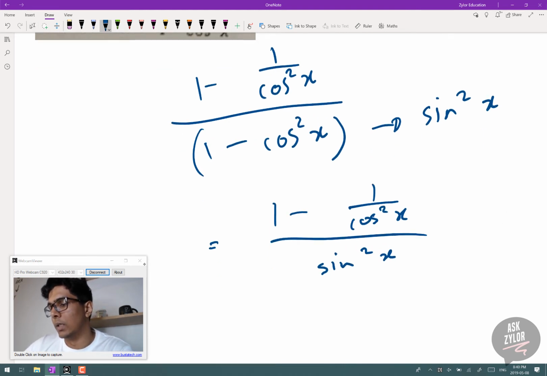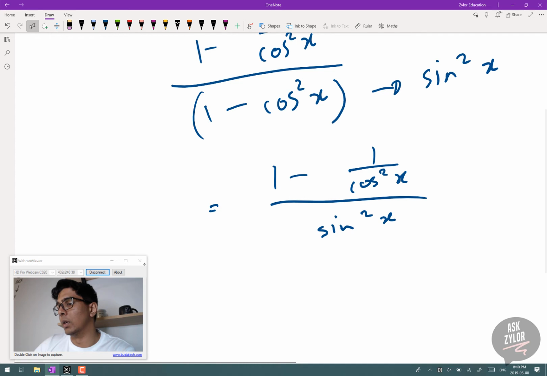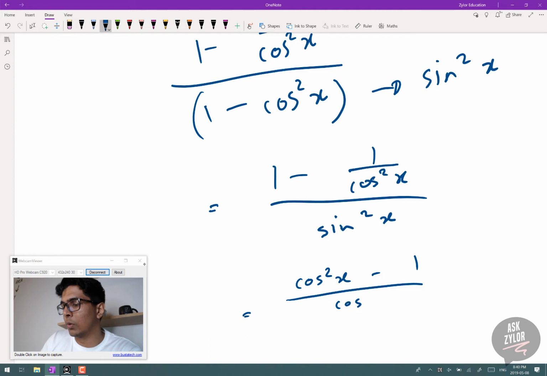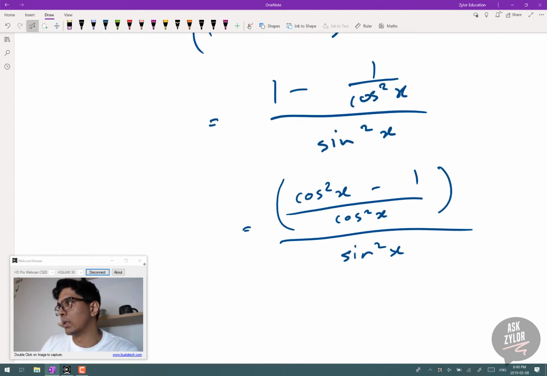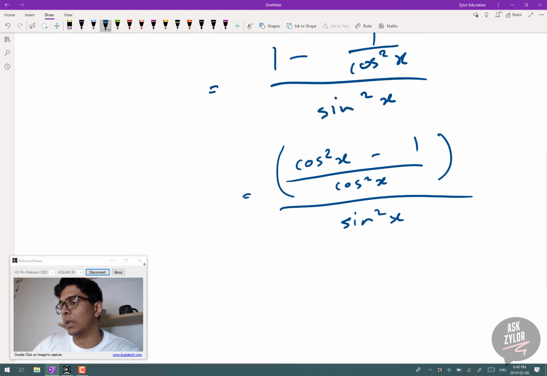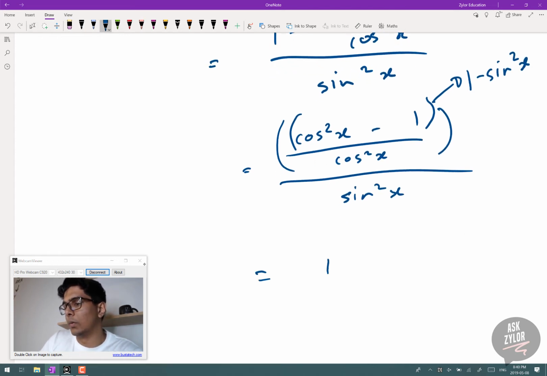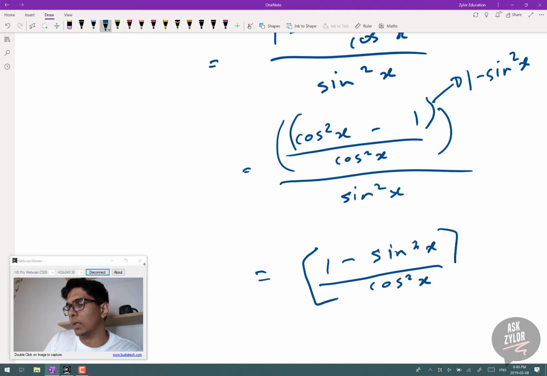The next thing I can do is evaluate the top by doing the common denominator. So I have cos squared x minus 1 over cos squared x. All this is still being divided by my denominator of sine squared x. Right? Cos squared x minus 1, I can simplify that to be 1 minus sine squared x. Right? So I can replace 1 minus sine squared x still over cos squared x, and all of this is still divided by sine squared x.